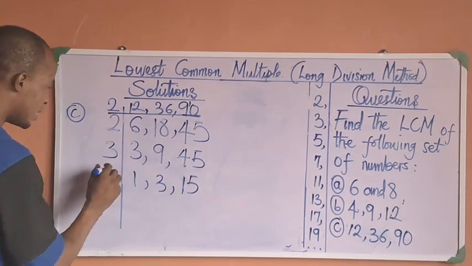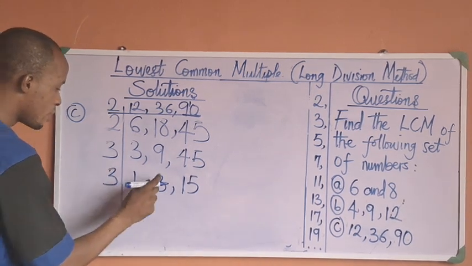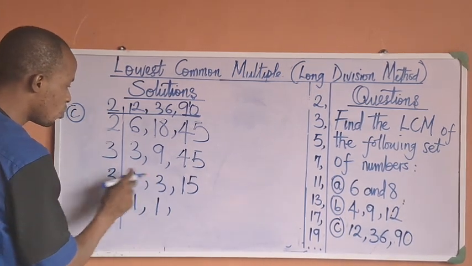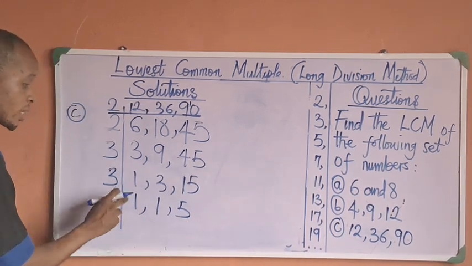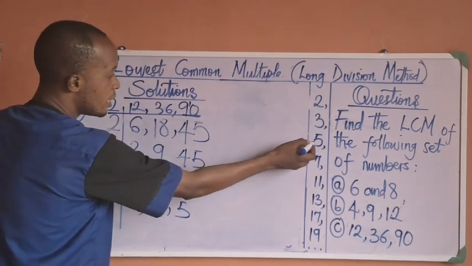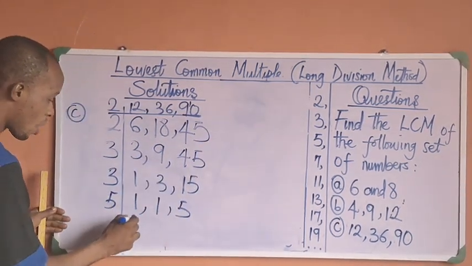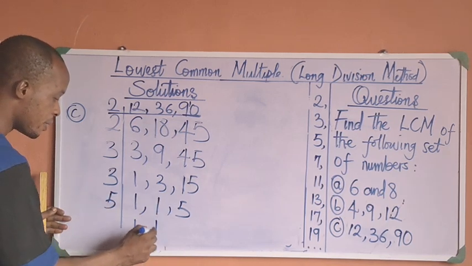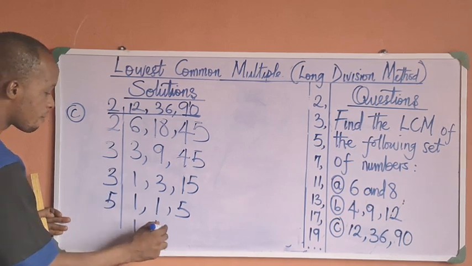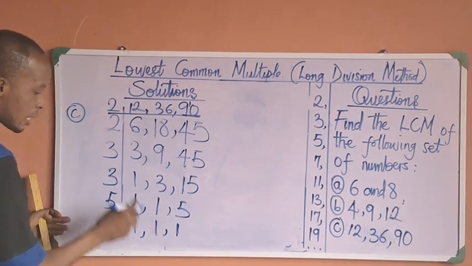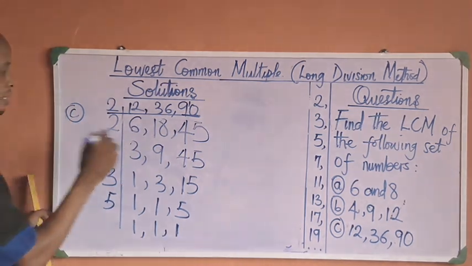Can 3 still divide? Yes, of course it can. 3 will not divide 1, so we repeat 1. 3 will divide 3 1 time, and 3 will divide 15 5 times. Can 3 still divide any of the results without a remainder? No. So we move to the next prime number, which is 5. So 5 will not divide 1, we repeat it. 5 will not divide 1, we repeat it. Always separate your results with comma, okay? And 5 will divide 5 1 time. And I've told you, once your final answers are a set of 1, you have arrived at the answer.